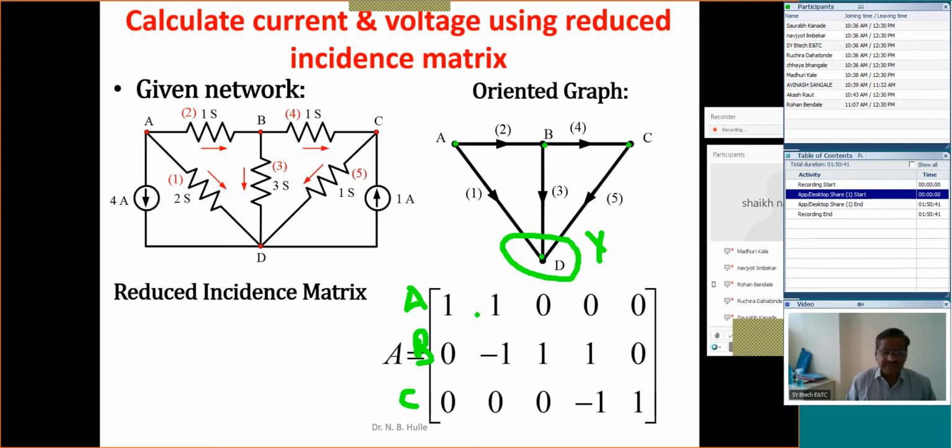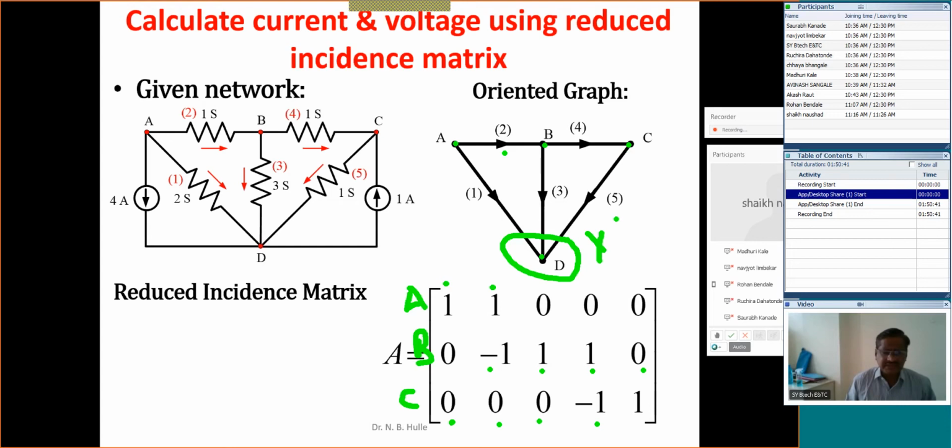How are the entries? Let me discuss row 1, or node 1. At this node, branches 1 and 2 are outgoing, so their entries will be +1, +1, and the remaining entries will be 0. For node B, branch 2 is incoming, and branches 3 and 4 are outgoing. So branch 2 is -1, branch 3 is +1, branch 4 is +1, and the remaining entry will be 0. Similarly, for node C, branches 1, 2, 3 are not attached, so their entries will be 0, 0, 0. Branch number 4 is incoming, so its entry will be -1.